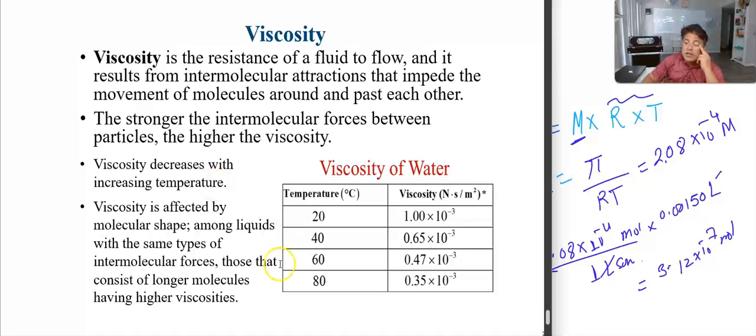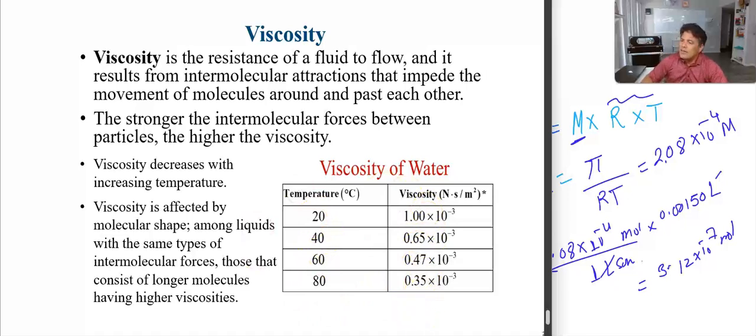So the viscosity of water at different temperatures is given here. You see that. So you see, as temperature increases, viscosity decreases. That's because the kinetic energy increases. Kinetic energy increases means that the intermolecular force decreases, right? Because they are more apart and they pass each other faster. That's why the intermolecular force is less effective. So as temperature increases, the viscosity decreases. You can see that here.